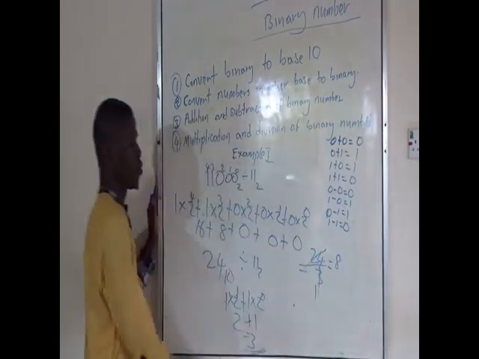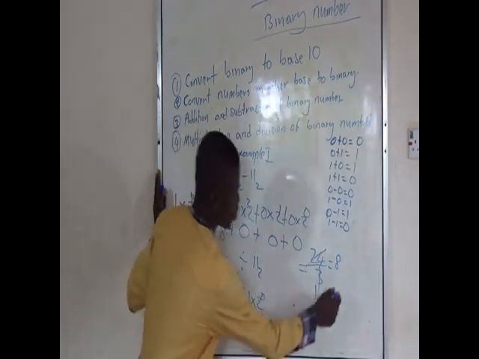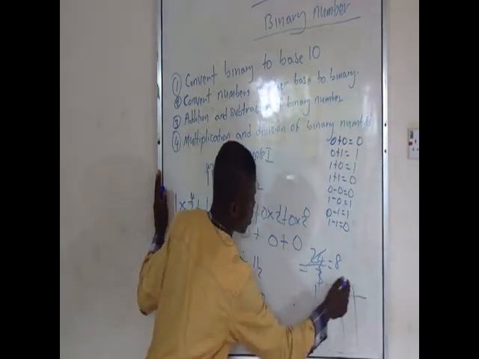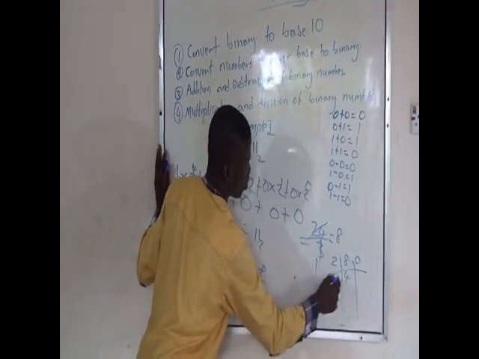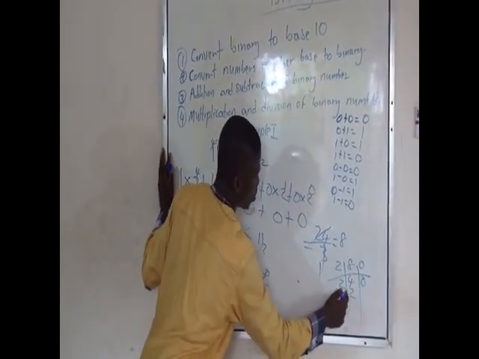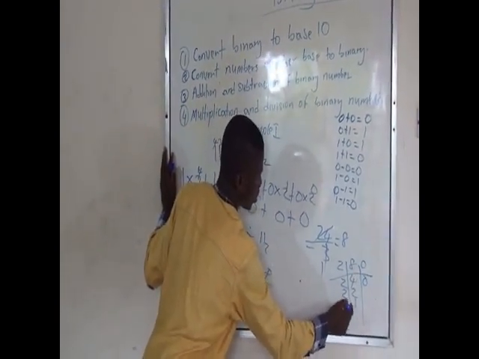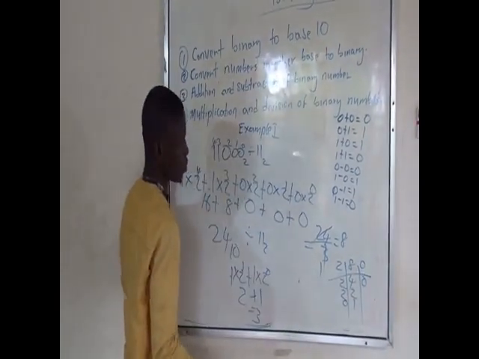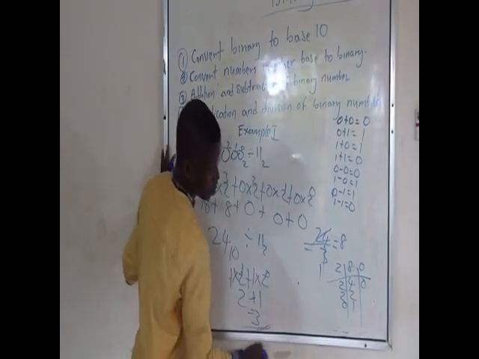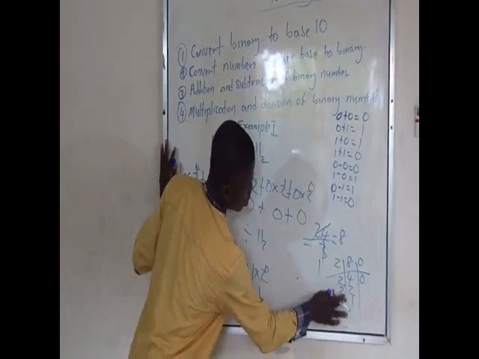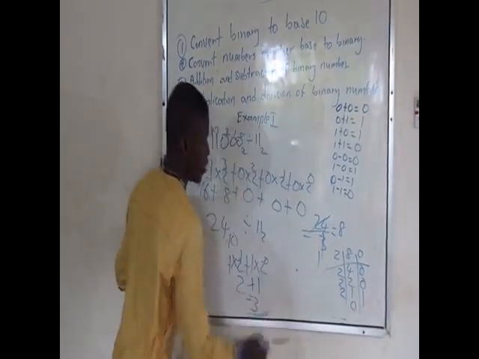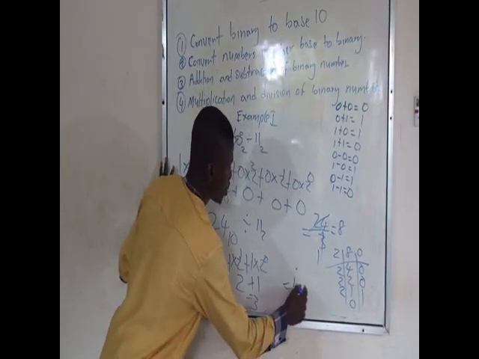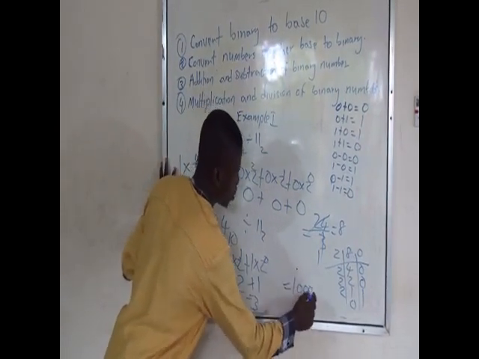Then what are we going to do? We change 8 back to base 2. This is 8. 2 go here, 4 remainder 0. 2 go here, 2 remainder 0. 2 go here, 1 remainder 0. And 2 go here, 0 remainder 1. So our answer will be 1, 0, 0, 0 base 2.